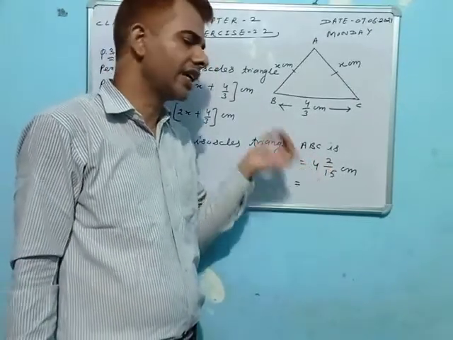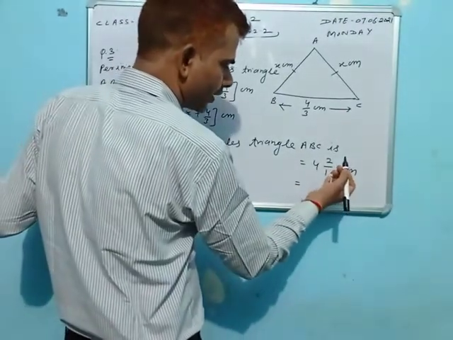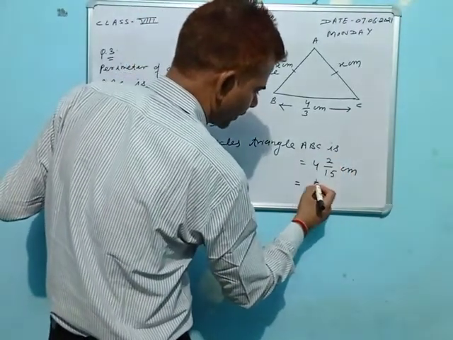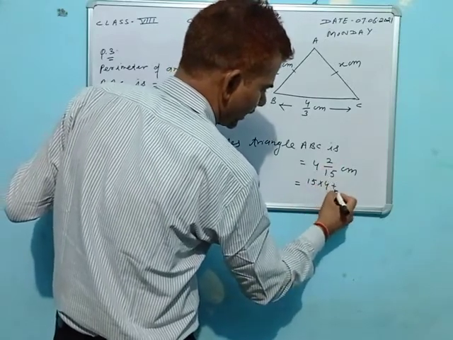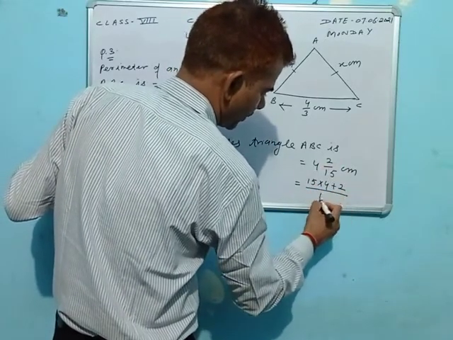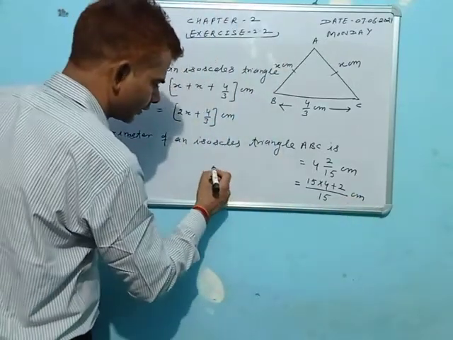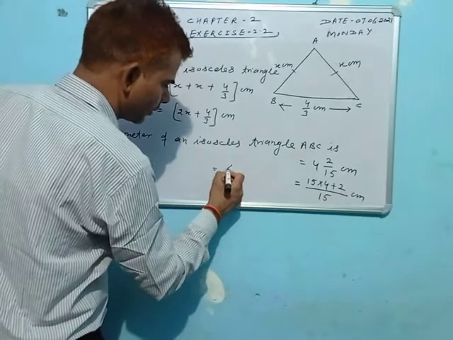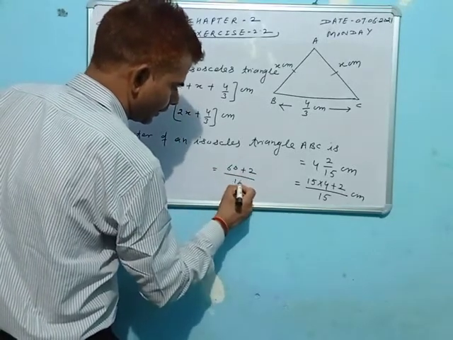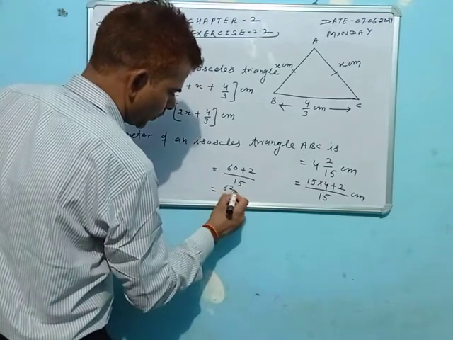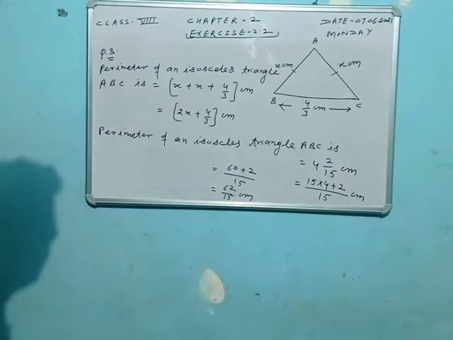We have to convert it into an improper fraction. To convert into an improper fraction, 15 is multiplied by 4. After that 2 is added, divided by 15. Now student, it will become 15 times 4 is 60, plus 2 by 15, that is 62 by 15 centimeter.